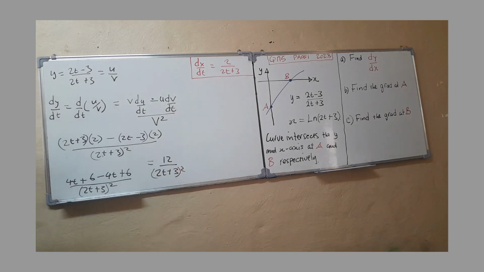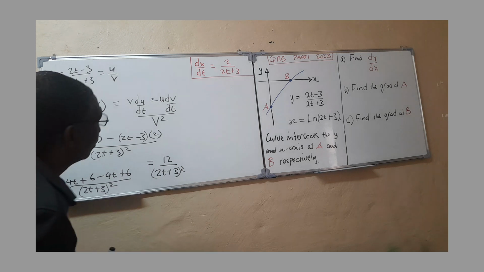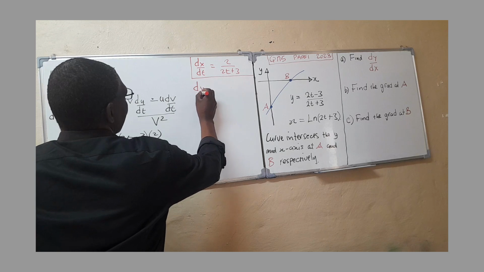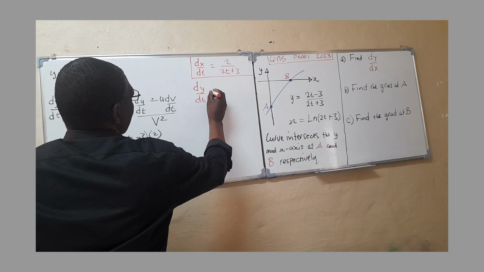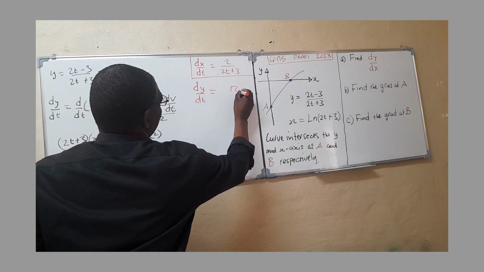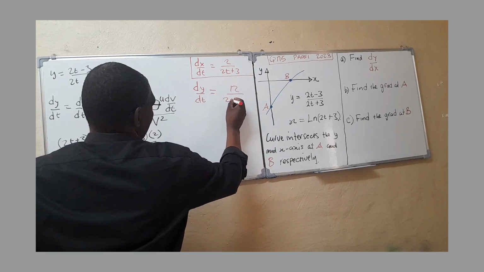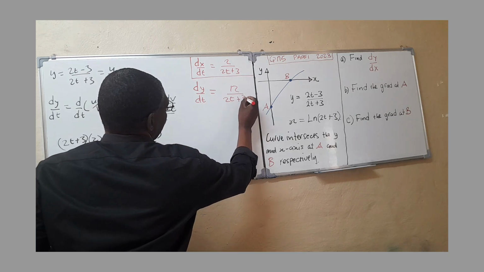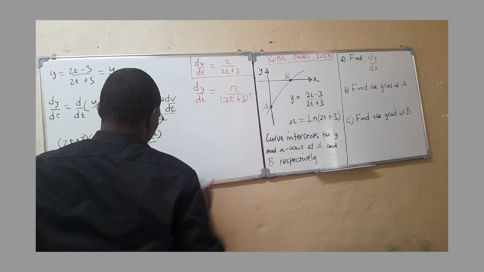Let's put the result in the same corner up there. So our dy/dt is equal to 12 divided by 2t plus 3 all squared.